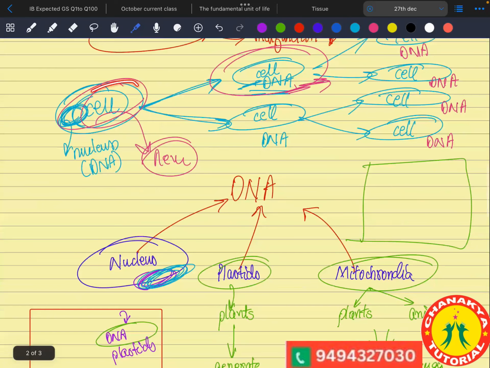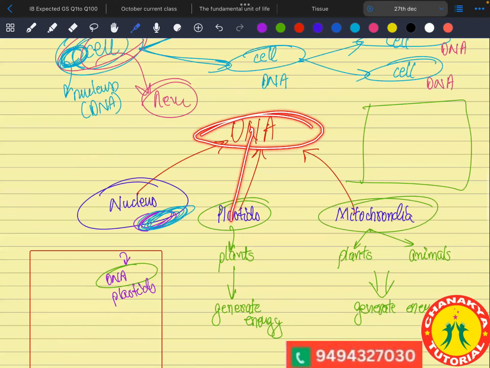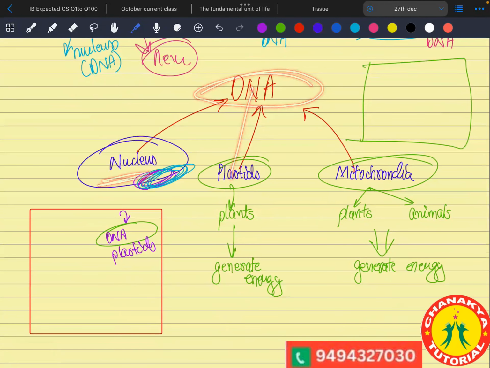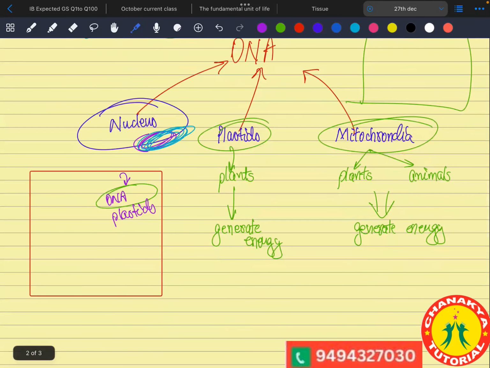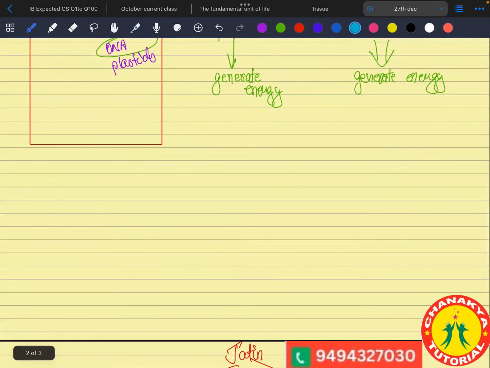Related to this, I will tell you a fact. Apart from that, we have seen the DNA and the different kinds of parts inside the cell which produce DNA. So let me tell you one last fact: until now we have not been able to create a cell.